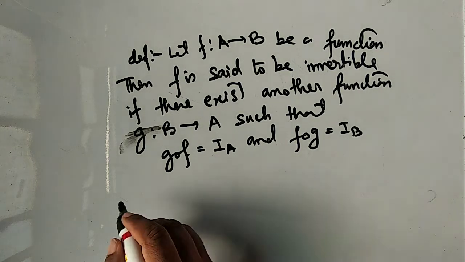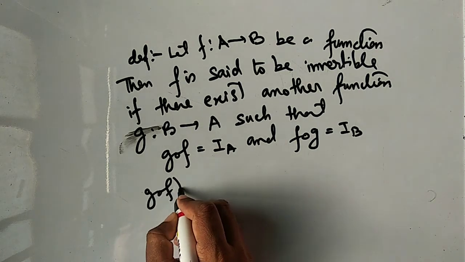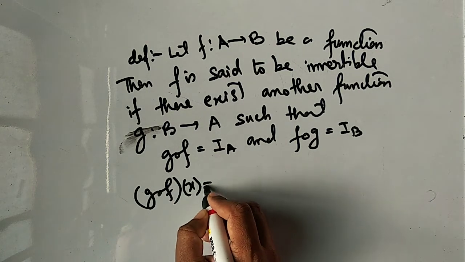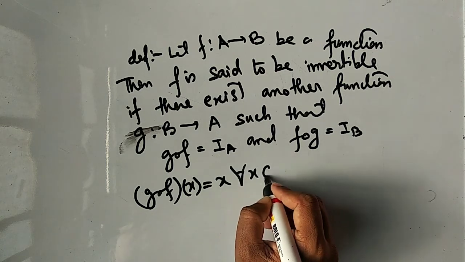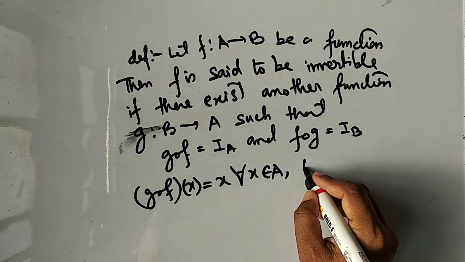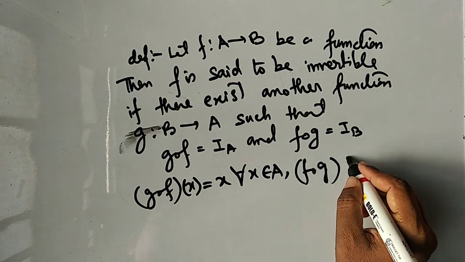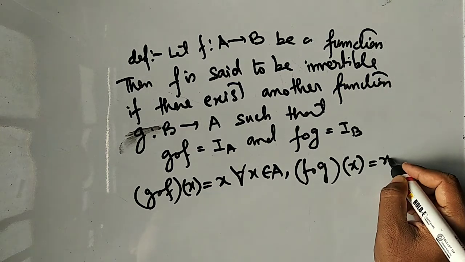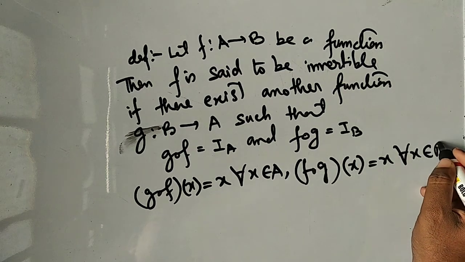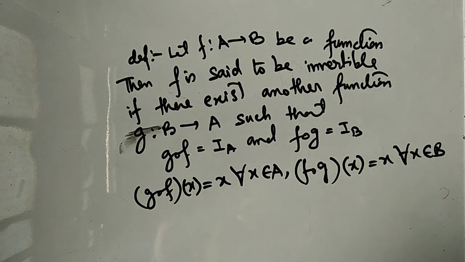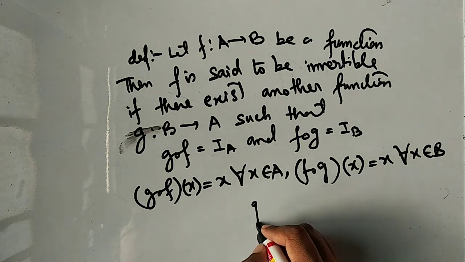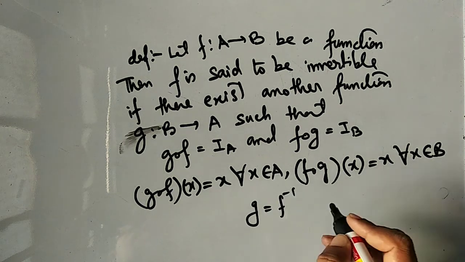ठीक है, in short (g∘f)(x) is x for all x belongs to A, or (f∘g)(x) is equal to x for all x belongs to B. ठीक है, in that case we say g is an inverse of f and we write g is equal to f inverse.